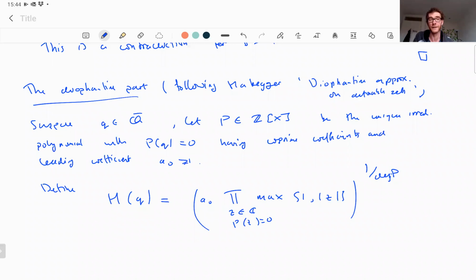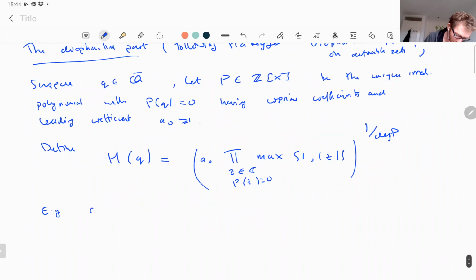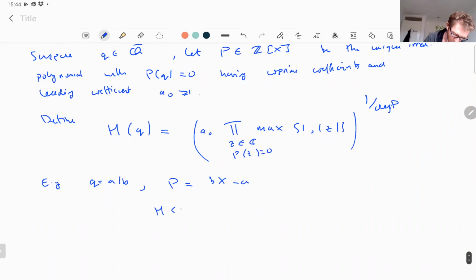So what happens if I take Q equal to A over B? Well, then P is Bx minus A. So the height of Q is B times the max of 1 and A over B. So it's the max of A and B, which is what we defined before, right? So this height extends the height we had before. And it has nice properties.